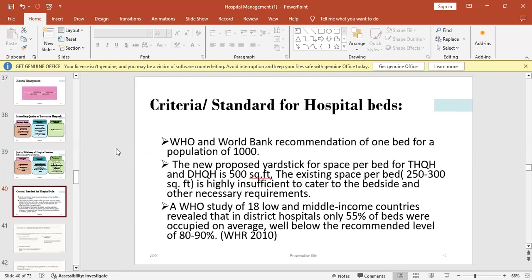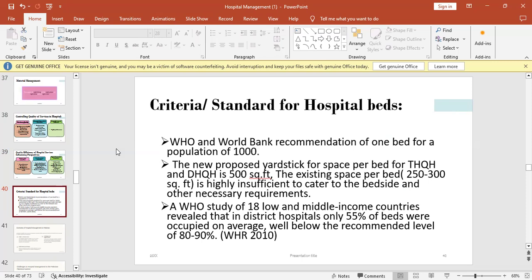Now, there is a criterion or standard for hospital beds. WHO and the World Bank recommended one bed for a population of 1,000. The new proposed yardstick for space per bed for Tehsil headquarter hospitals and district headquarter hospitals is 500 square feet. The existing space per bed is 250 to 300 square feet, which is highly insufficient to cater to bedside and other necessary requirements.